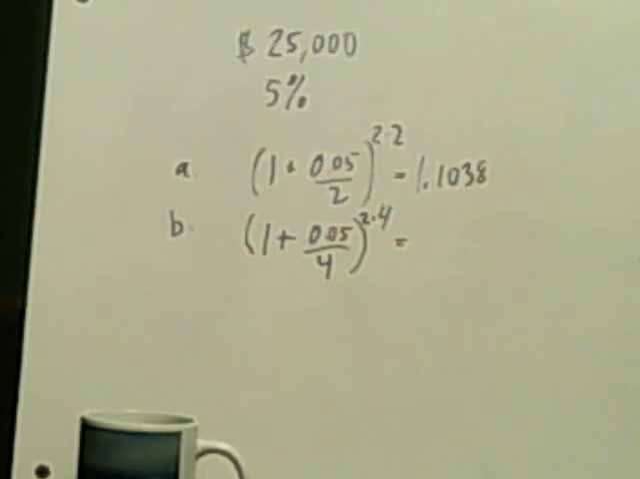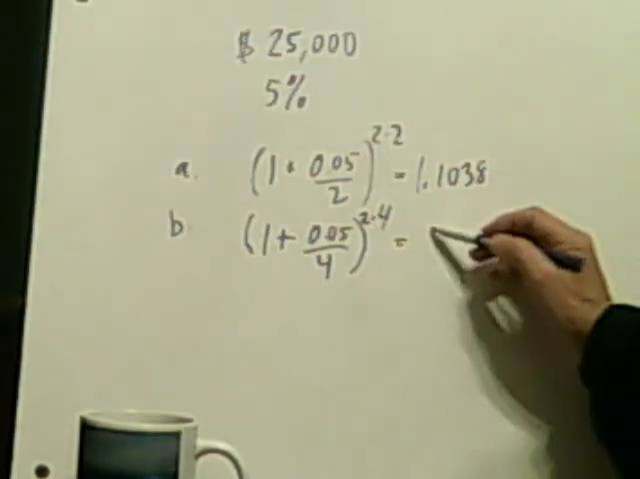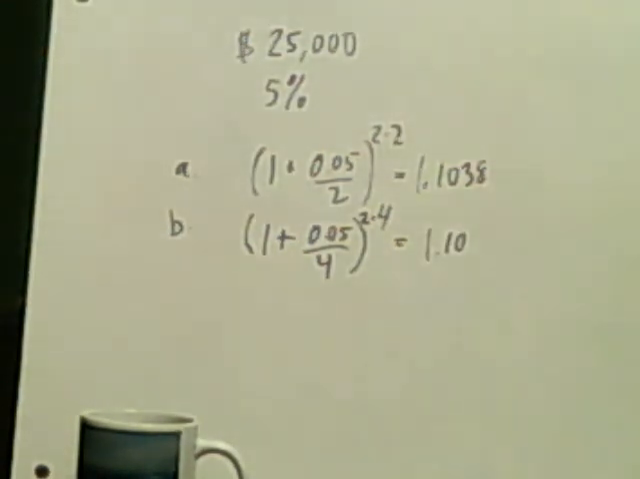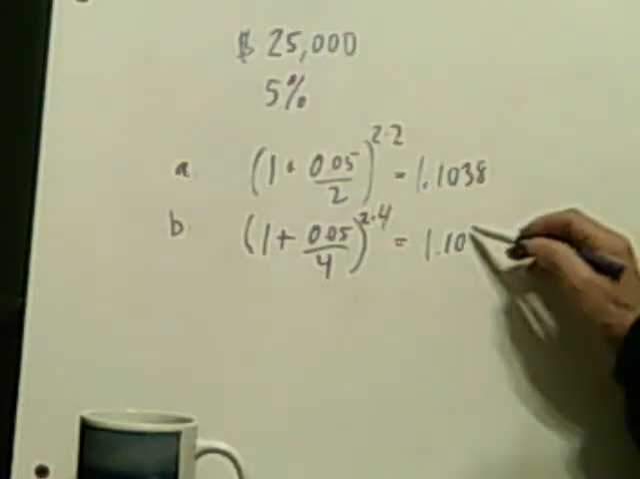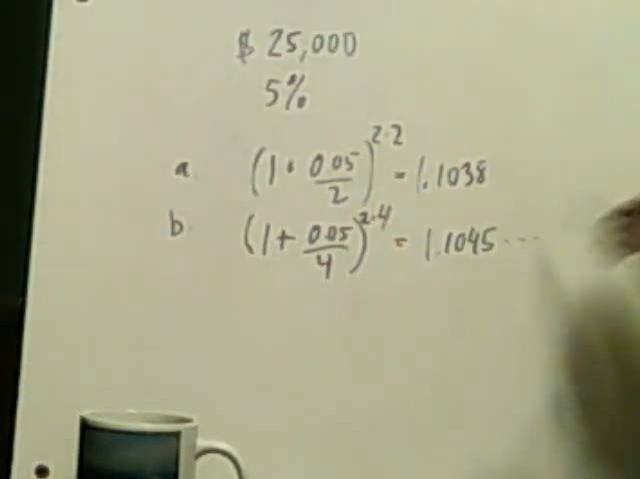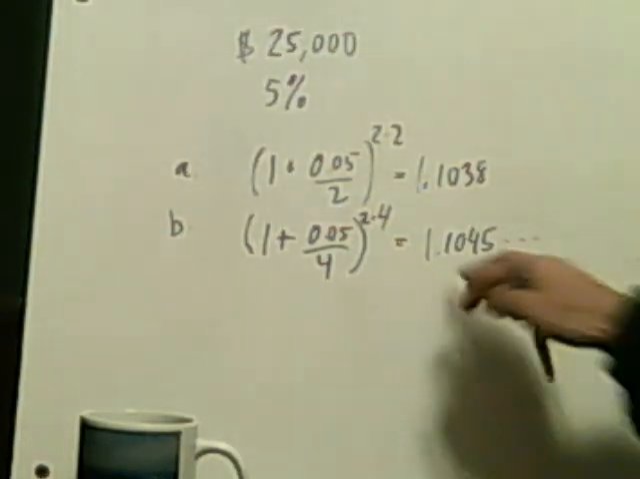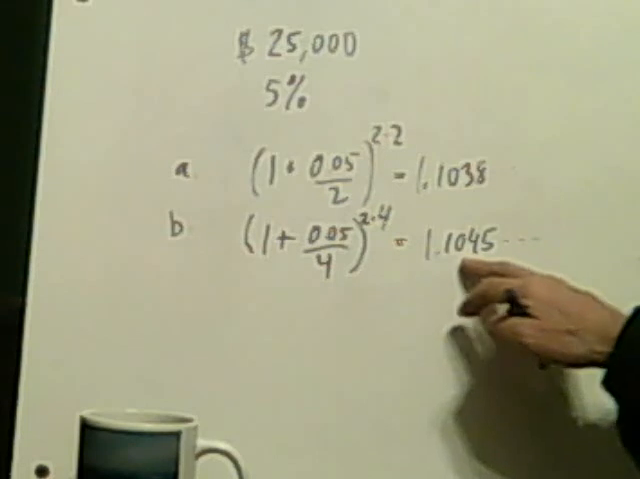125 y to the x. In this case, I'm going to raise it to the 8th power. That comes out to 1.1045, rounding it off, dot, dot, dot. Okay? Still, it's only a little bit more than 10%.